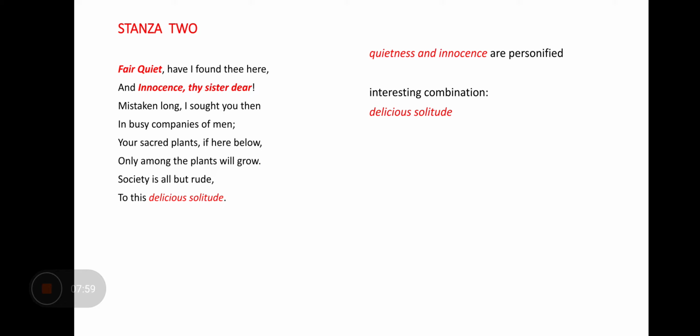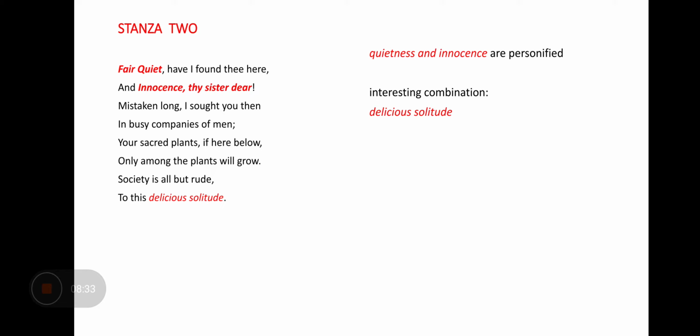As I told you, quietness and innocence are personified. Personification is one of the figures of speech used by the poet here. The poet uses a very interesting combination of words as well. In the last line of this stanza, the poet says delicious solitude, delicious loneliness. So the poet says quietness and innocence are the two important qualities every human being should possess.